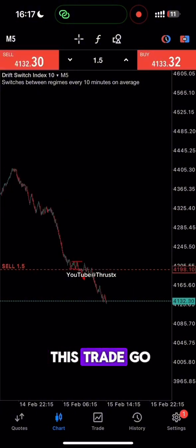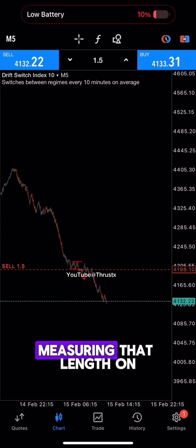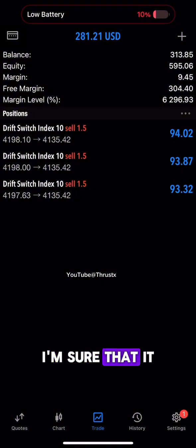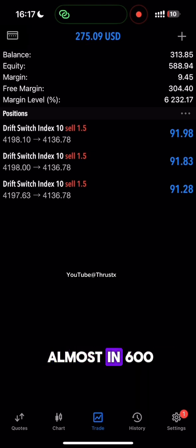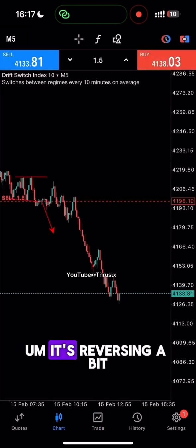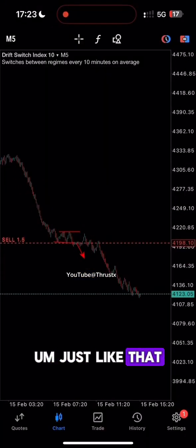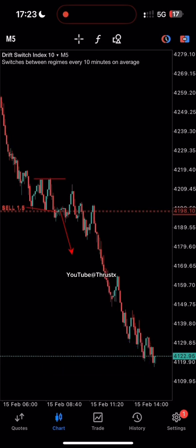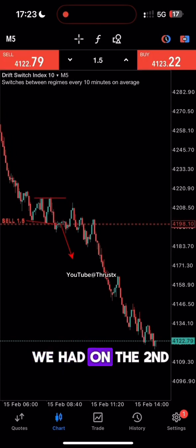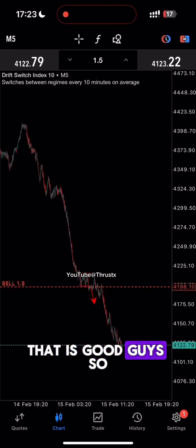If I let this trade go, I'm definitely sure that it will go all the way down, measuring that length on the top there. I'm sure that it will go all that, almost to 600. It's reversing a bit, but it's reversing to go down, just like that. Now short, we have accumulated even more profit than we had on the second batch. So that is good. That is very good. That is good, guys.